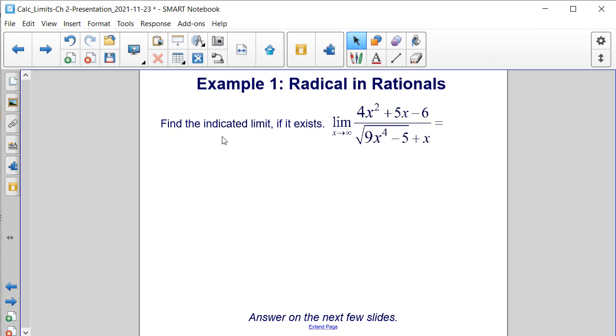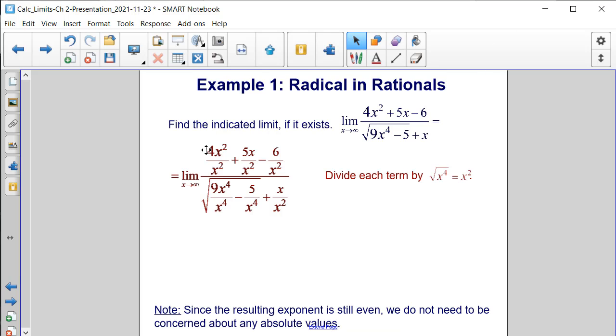Find the indicated limit if it exists. The limit of (4x squared plus 5x minus 6), all divided by the square root of the quantity 9x to the 4th minus 5, and then outside of the radical plus x, as x approaches infinity. Start by dividing each term in the numerator and denominator by the square root of x to the 4th, which is equal to x squared.